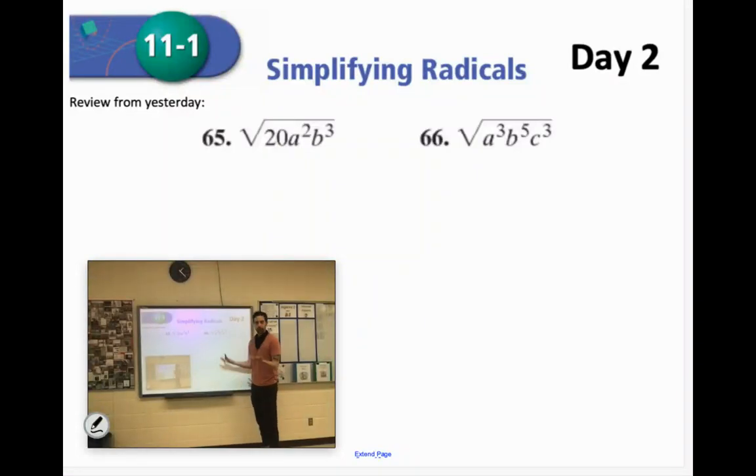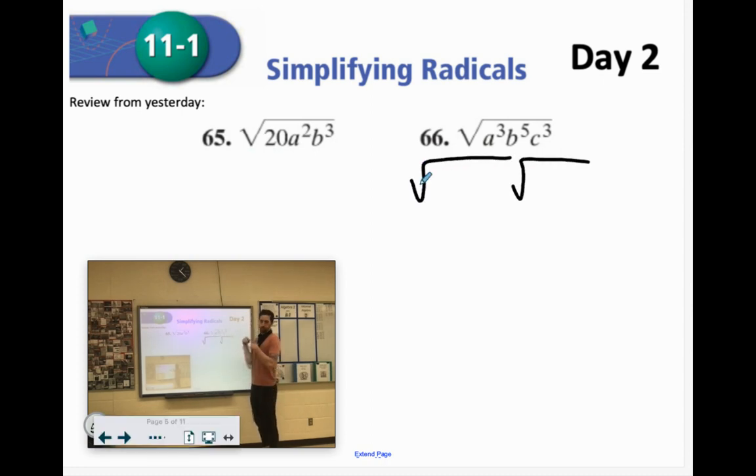Let's review a little bit of what we did yesterday. We're going to start with 66. Remember, we set up two radicals. We put all our perfect squares in one, all our leftovers in the other. For a perfect square with variables and exponents, it needs to be an even exponent. So a to the third is not perfect, but two of them are. And then the third one goes in leftovers.